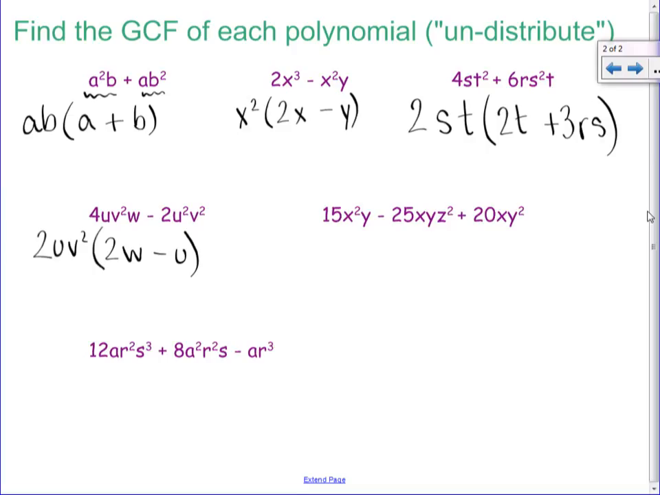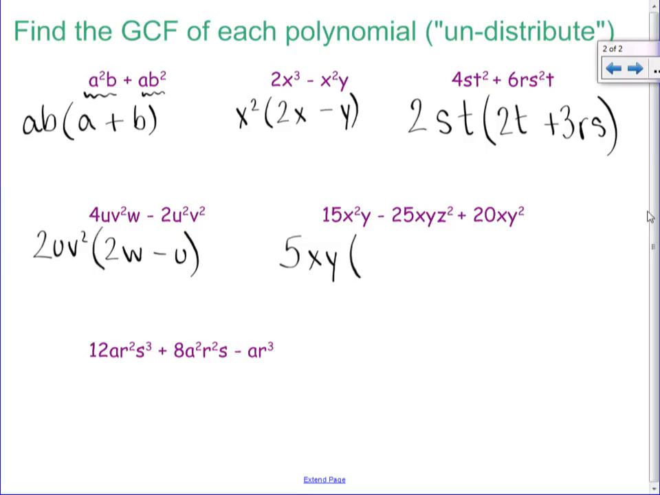This next one, we want to take out as much as we can. So we can divide all of those coefficients by 5, so we'll take a 5 out. How many x's can we take out at the very most? Only 1. How many y's? Also 1. And we can't take any z's out because it has to be in common with all of the terms listed. And it's not.